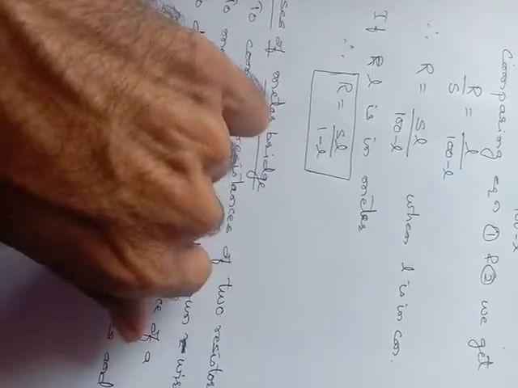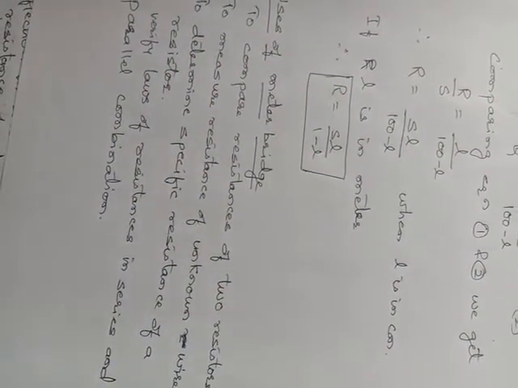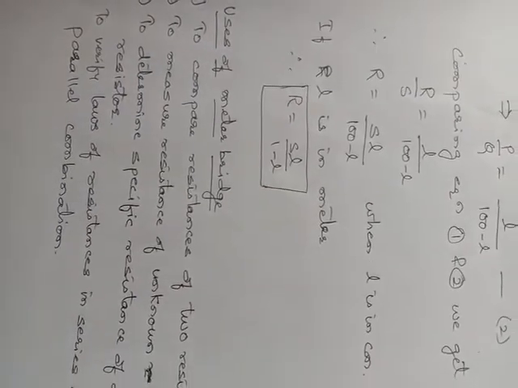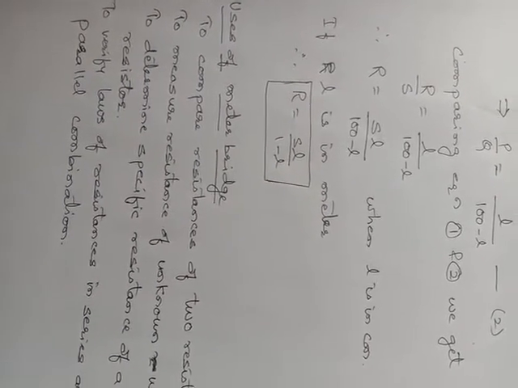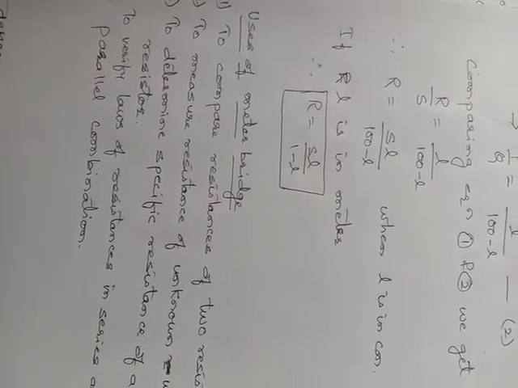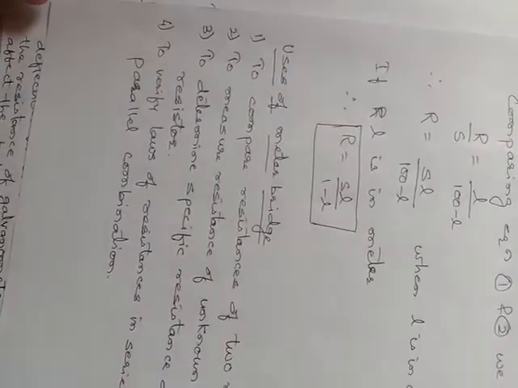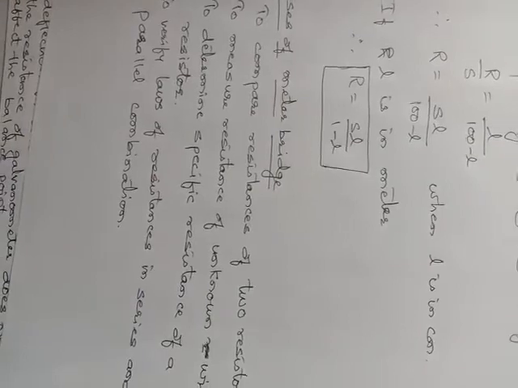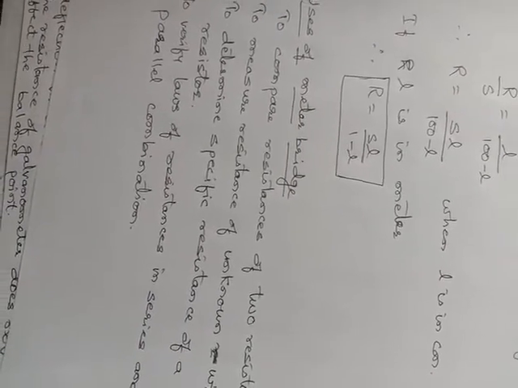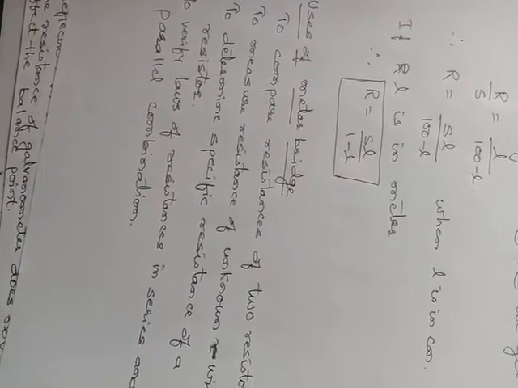How to find out the unknown resistance using the meter bridge? This is the derivation. Next, uses of meter bridge. It is used to compare the resistances of two resistors. It is used to measure the resistance of the unknown wire. It is used to determine the specific resistance of the wire, and it is used to verify the resistances in series and parallel combination.